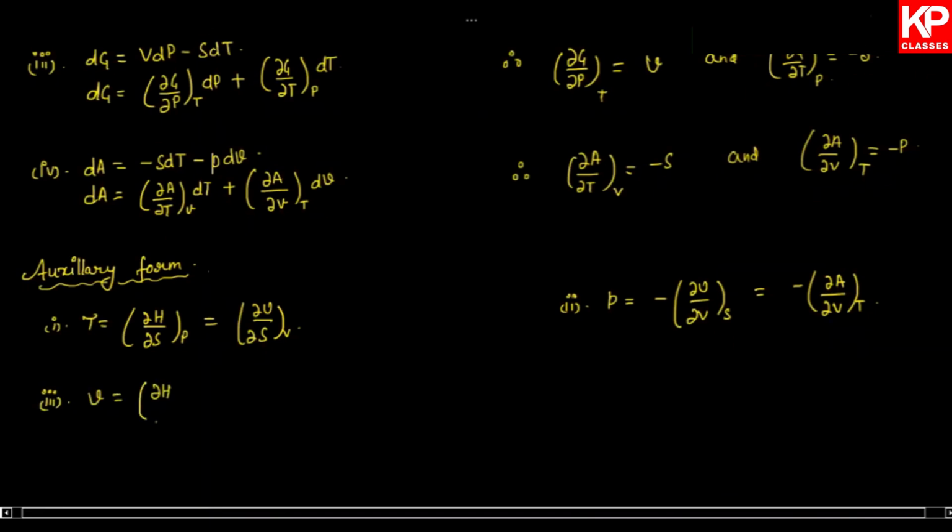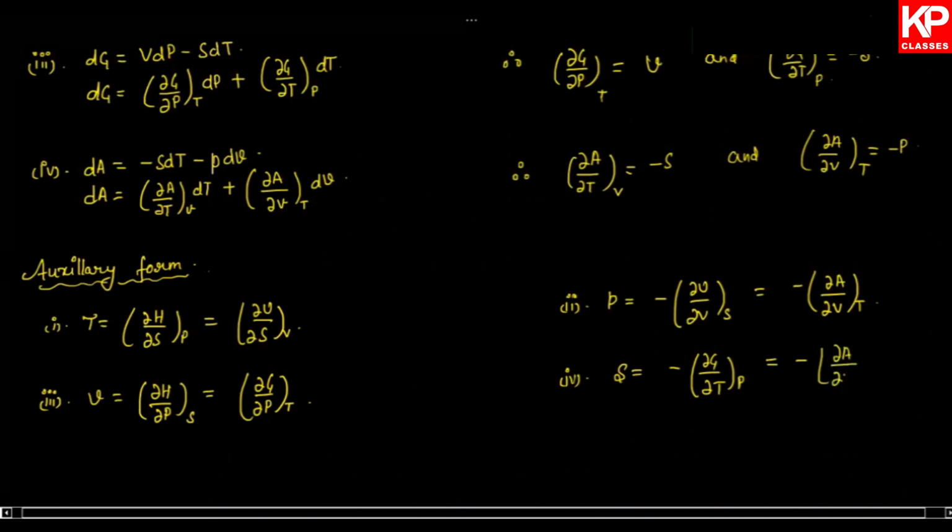Okay. Similarly, for the third part, that is for volume, del H by del P at constant entropy, and also you obtain volume by del G by del P at constant temperature. Similarly, for the fourth part, S, that is entropy, is given by minus del G by del T at constant pressure and minus del A by del T at constant volume.